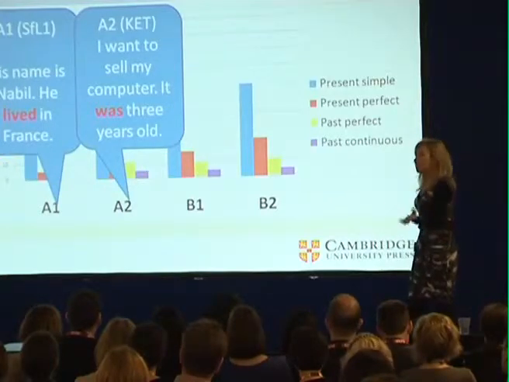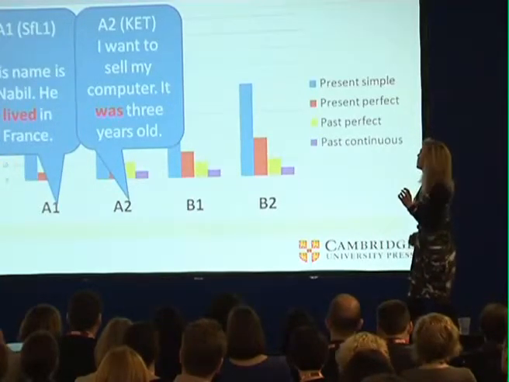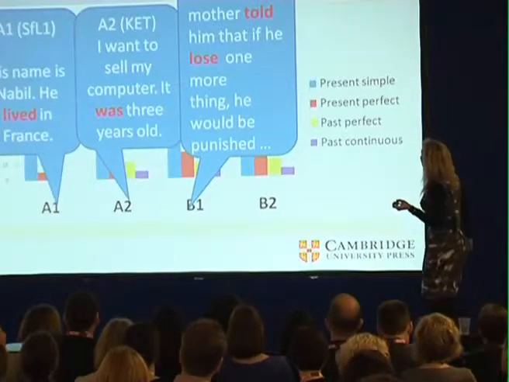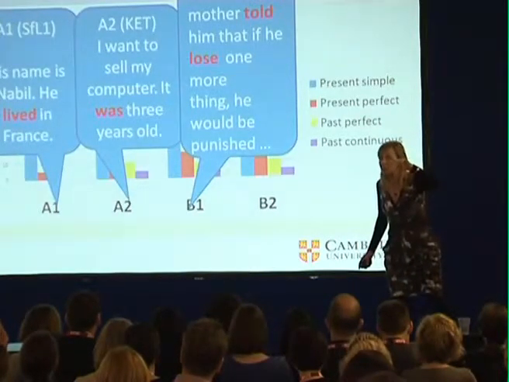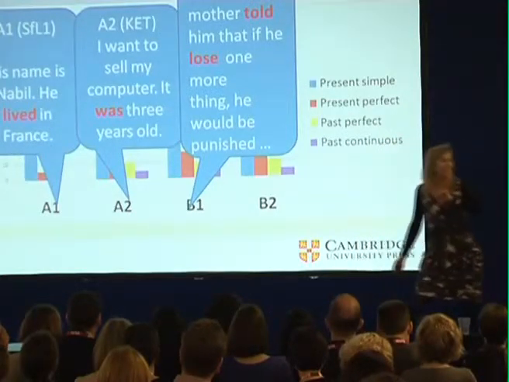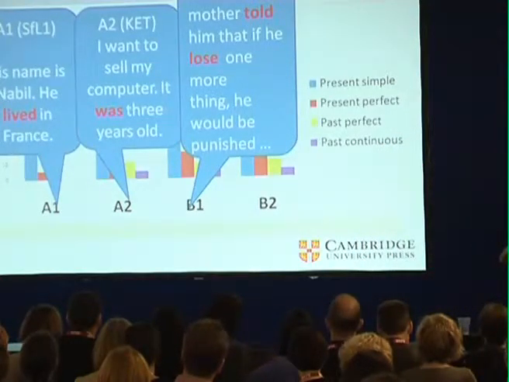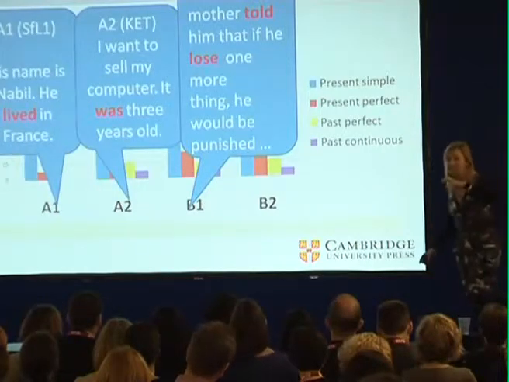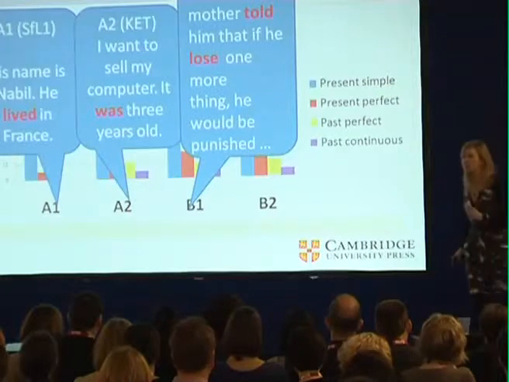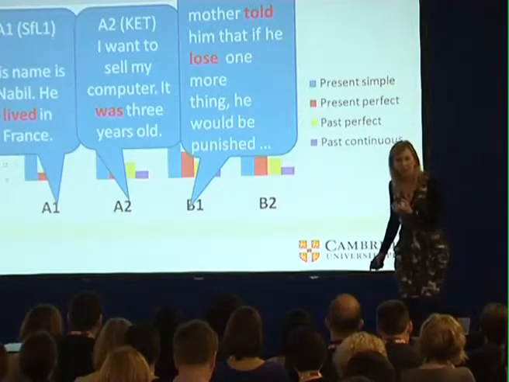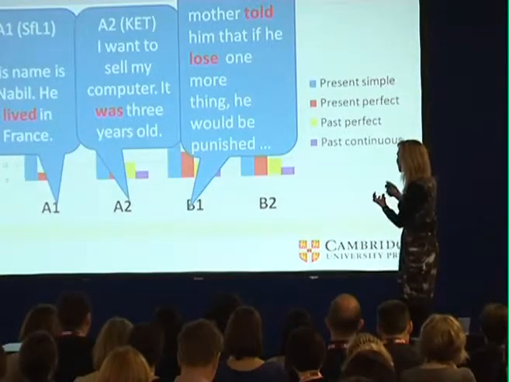Let's move up to B1 then, the threshold. He worried because his mother told him, so now we're getting into reported speech, tricky territory, told him that if, and we're putting in a conditional in there, if he lose one more thing, he would be punished. That's very complicated, isn't it? So much more complicated than the A level.